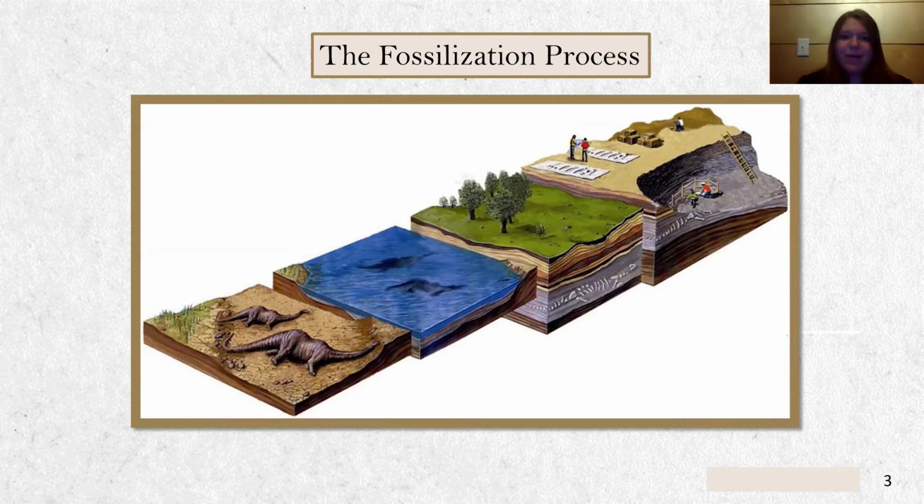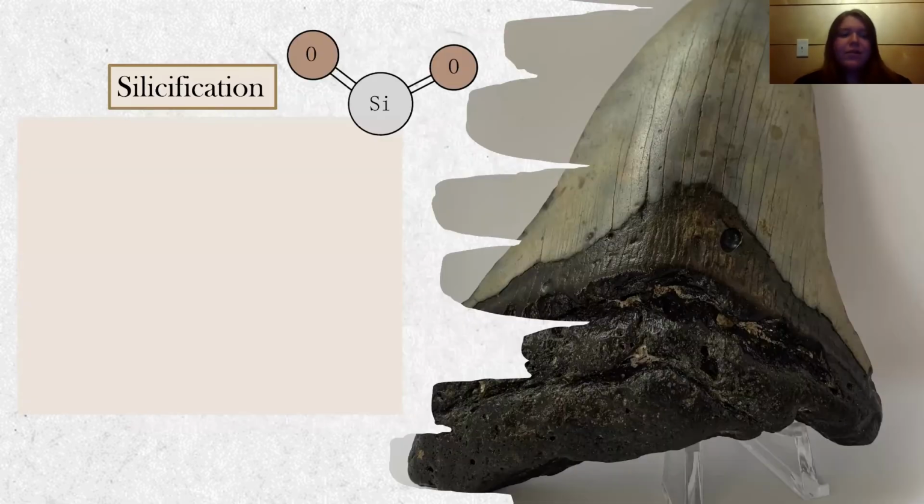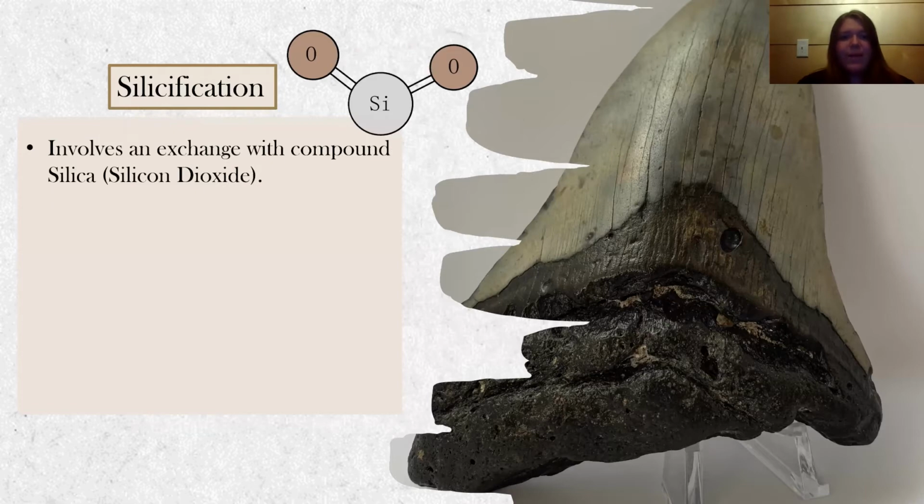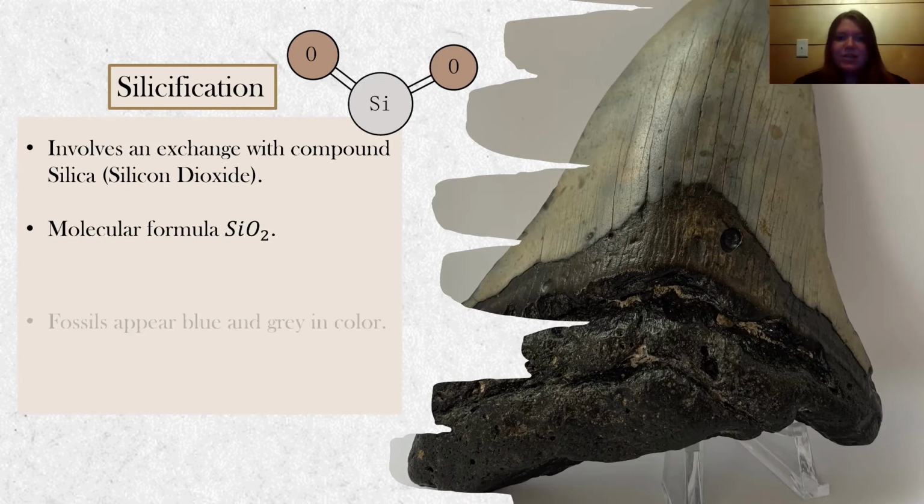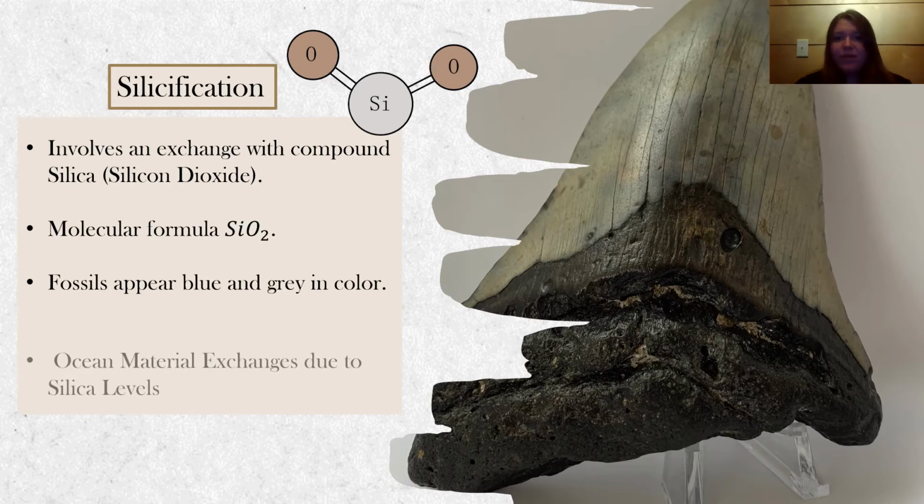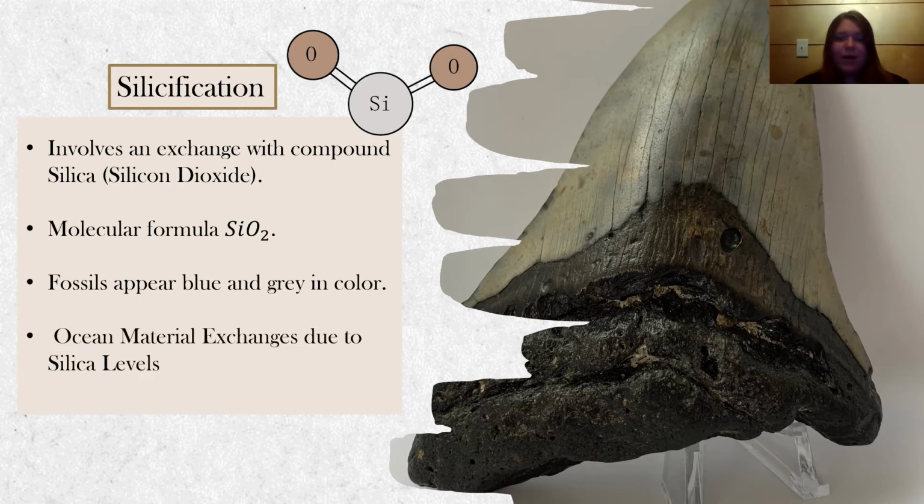Today, I'll be discussing three of the most common forms of fossilization. The first is called silicification, and it involves an exchange with the compound silica or silicon dioxide. Silicon dioxide has a molecular formula of SiO2 and is two oxygen atoms doubly bonded to one silicon atom. Fossils which have undergone silicification will appear blue and gray in color, and often this is a form of fossilization which marine organic matter undergoes due to the high silica levels within the ocean.